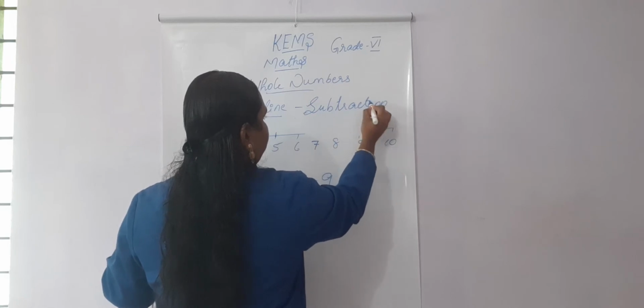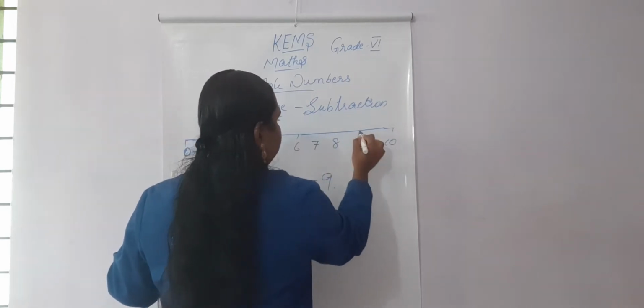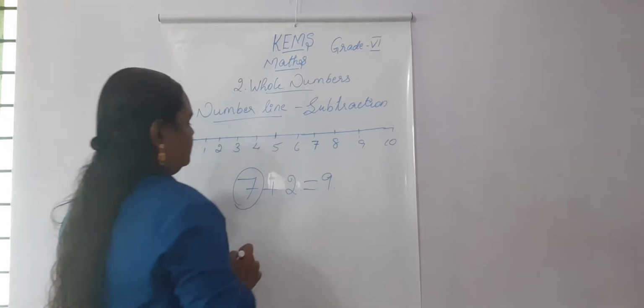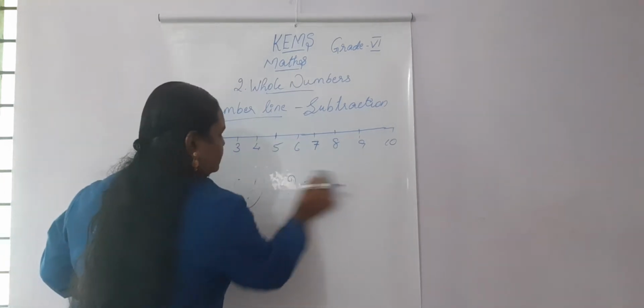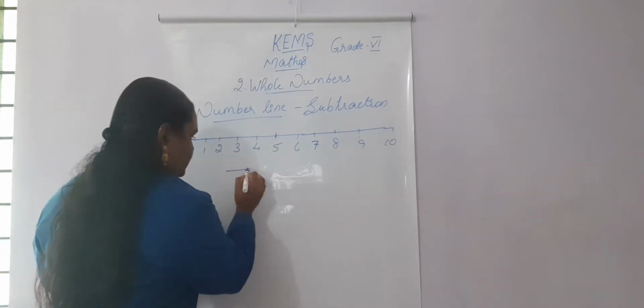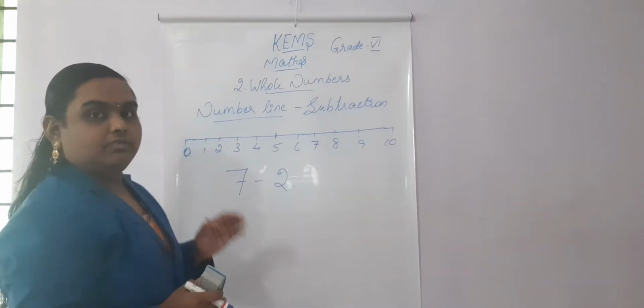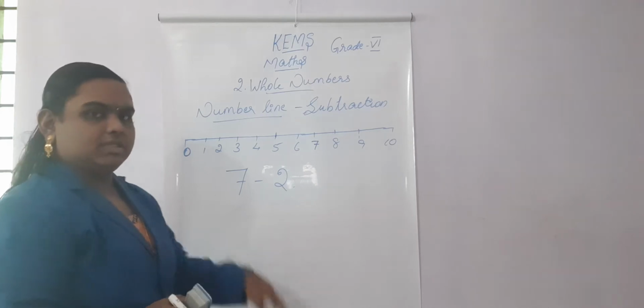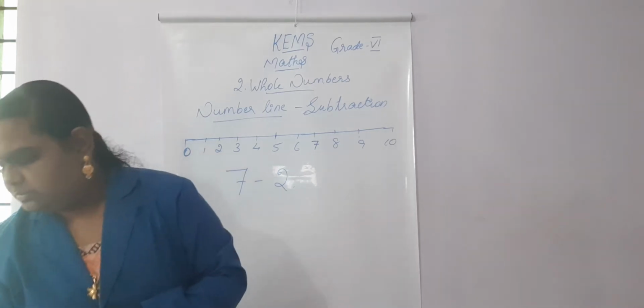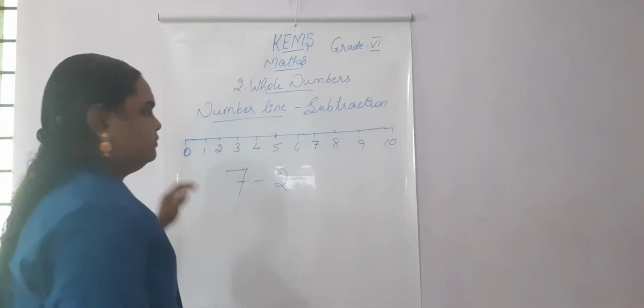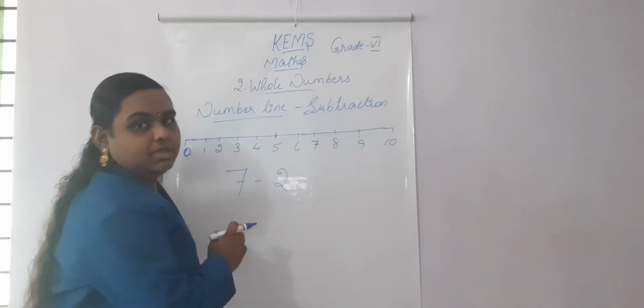Subtraction. Okay, so I am taking the same number, 7 minus 2. First, for addition, I had taken 7 plus 2. Now, I am going to take 7 minus 2. So, now I have to subtract the number.